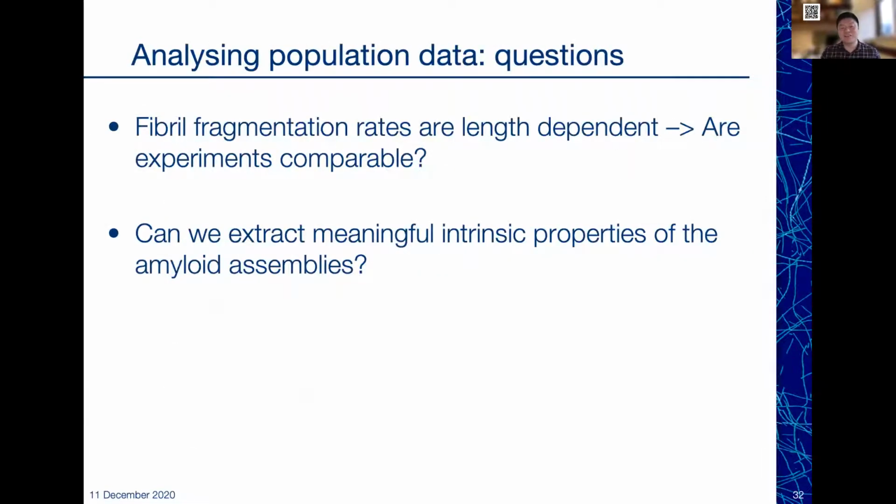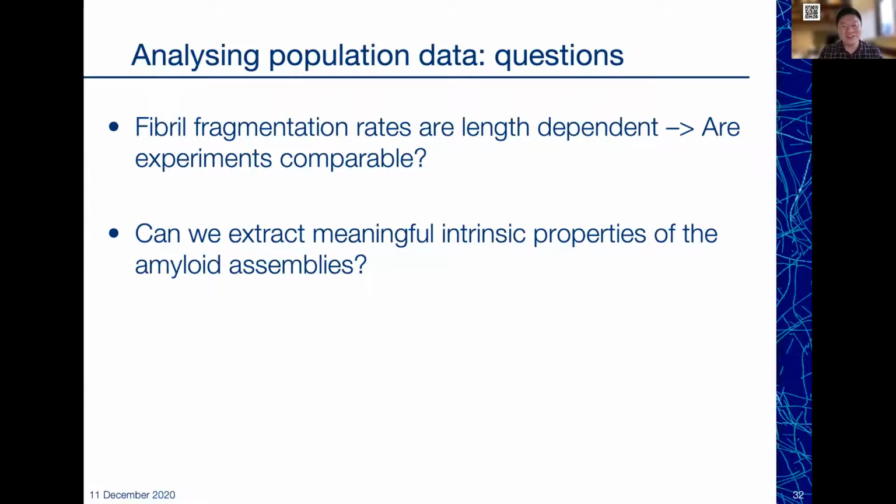So the questions then are, now that we know fibril fragmentation rates are length dependent, can we do experiments that are comparable? Independently of which type of fibrils and which starting point you start with, which is very hard to control in experiments, can we do something to be able to compare the fragmentation properties of different fibrils?